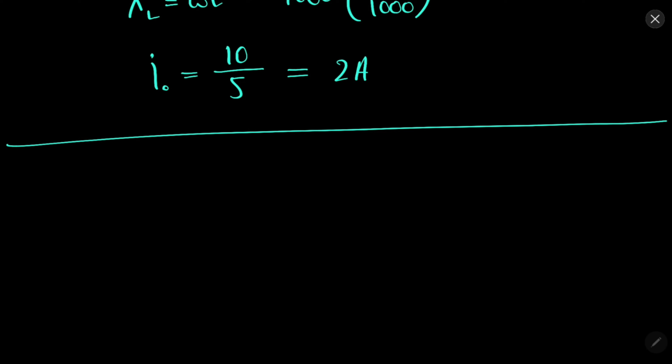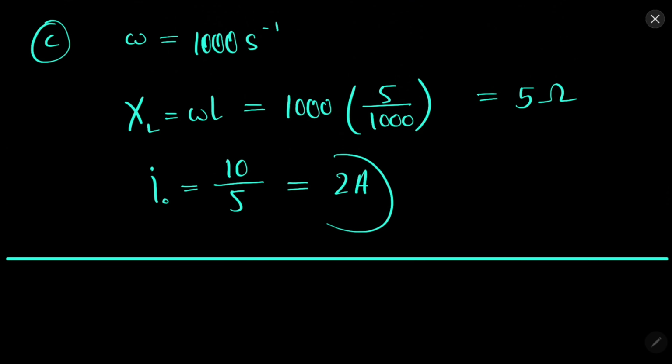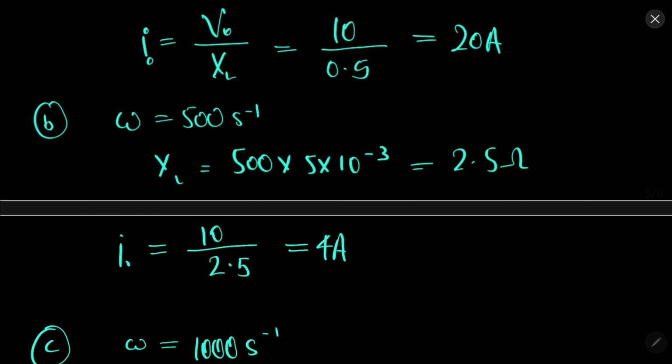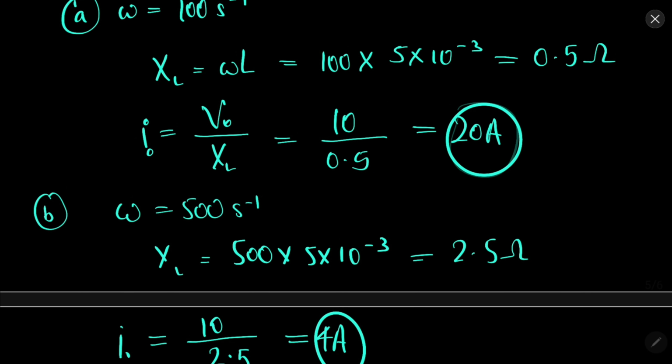So these are the various values of current that we obtained: 2 ampere, 4 ampere, 20 ampere.